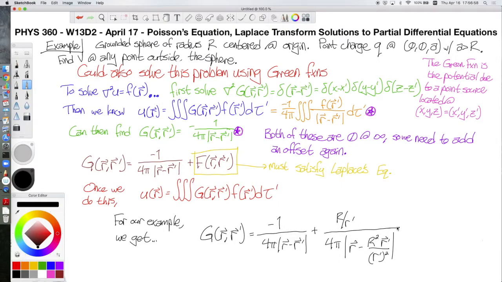There, our Green's function is equal to negative 1 over 4 pi times the magnitude of r minus r prime, plus the extra term big R over r prime all over 4 pi times the magnitude of r, little r, minus big R squared r prime over r prime squared.